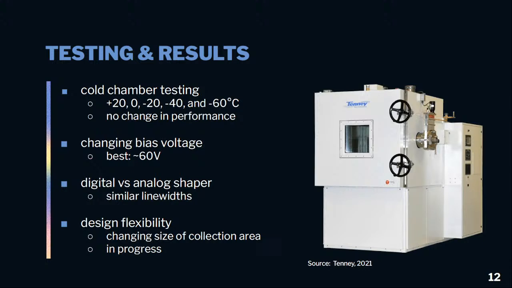We tested different bias voltages just to see what would be the most convenient and lowest power that we could use. And we also tried to see if we could increase the resolution by testing it with a digital shaper. But everything seems to be pretty good just the way it is. So that's good news for us. We have a pretty good detector. And then we were going to test the flexibility of the design, but we had trouble with the wire bonder before I left. So that's coming up in the future.